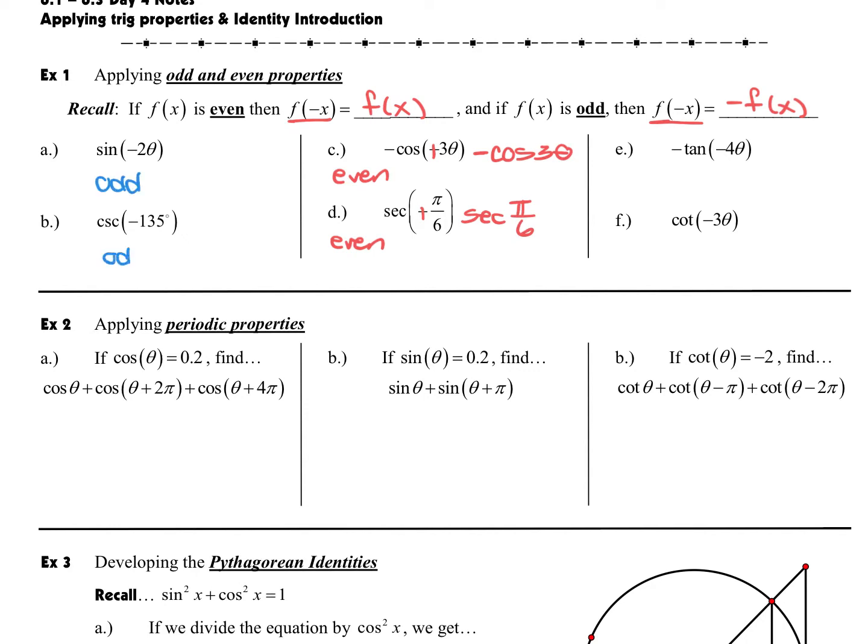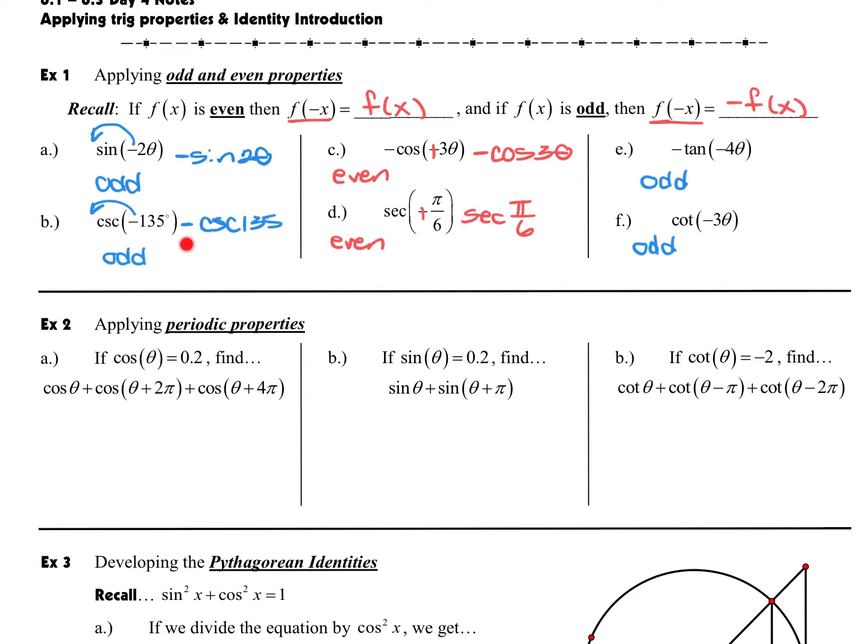The remaining problems here, all of our other trig functions, are going to be odd. So we've got odd on all of these. I call these a pop it. So we've got drop it and pop it. If it is odd, then we're going to pop it. The negative that we see on the inside will pop to the outside of the function. So we have our negative here, and we can pop it, and it becomes negative sine of 2 theta. We're going to pop it and get a negative cosecant of 135.